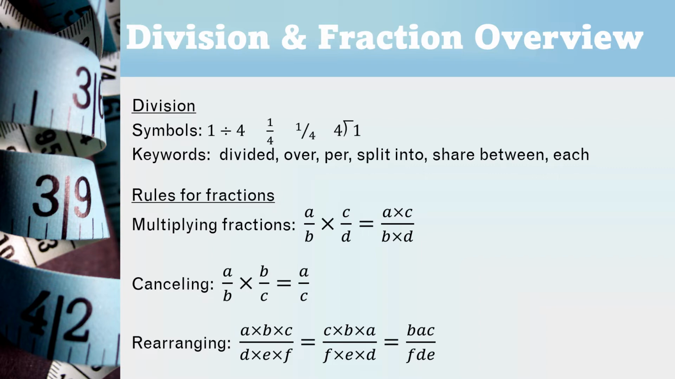Canceling can also occur when multiplying fractions. If something in the top is identical to something in the bottom, they can cancel out, and then you only need to deal with what's left.